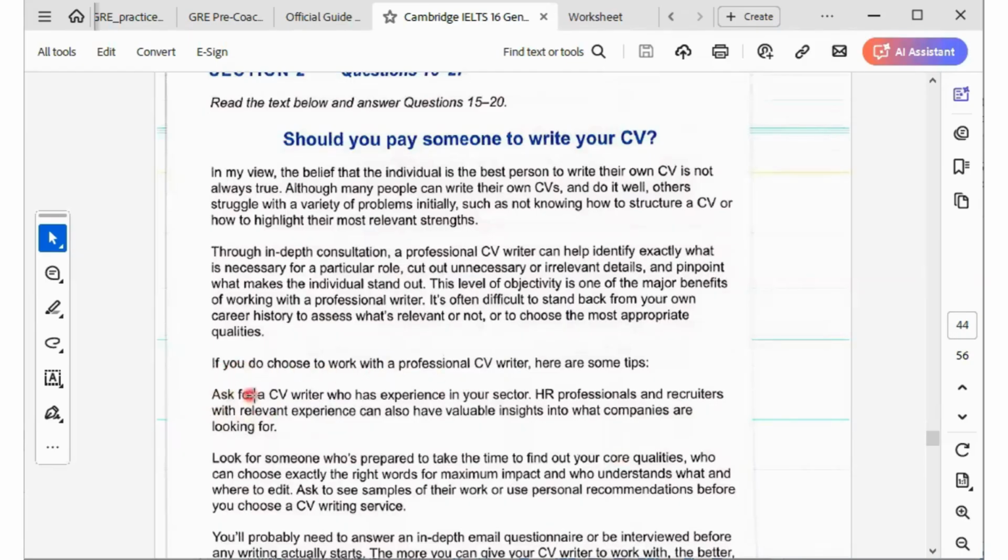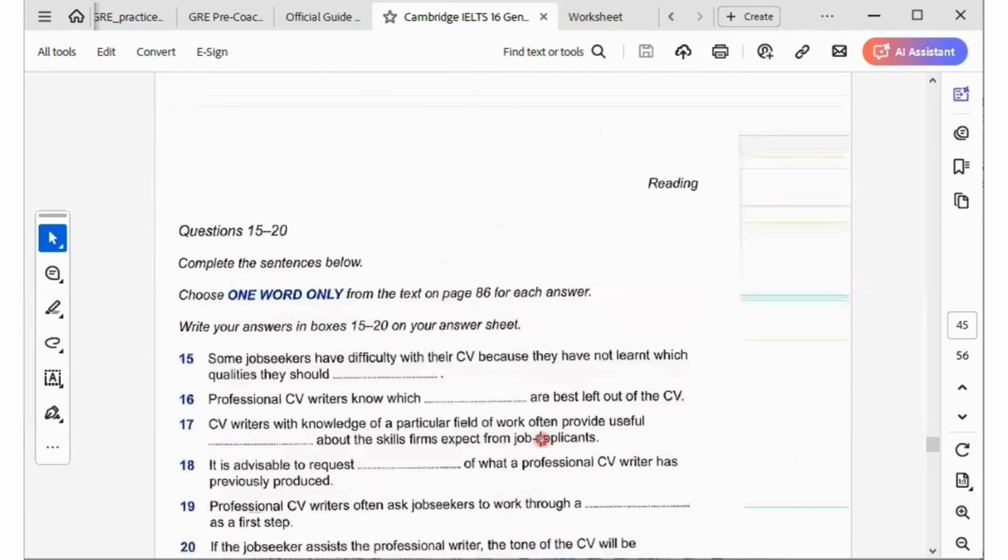If you choose to ask for a CV writer who has experience in your sector, they can also have valuable insights. Valuable is a paraphrase for useful. So my word is going to be insights. CV writers with knowledge of a particular field of work often provide useful insights. Number 17, insights.